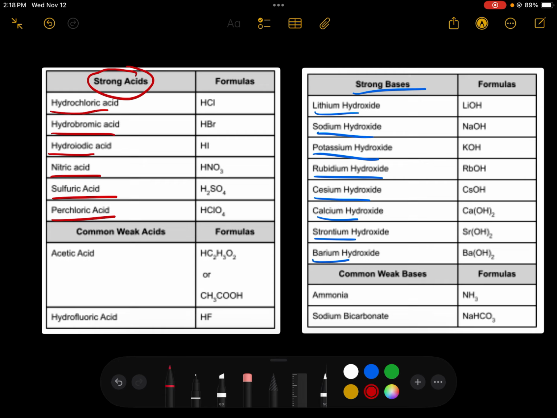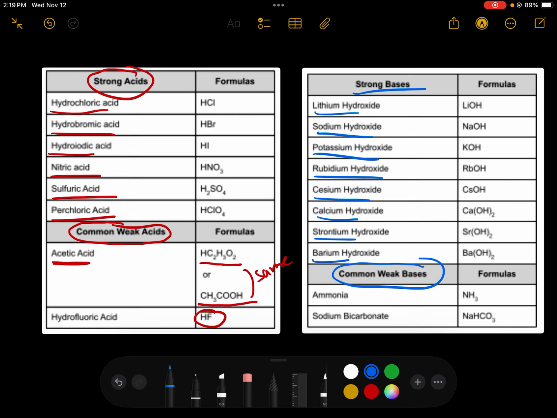Down here on the bottom end of the table are a couple of common weak acids and a couple of common weak bases that I want you to be aware of. Acetic acid or vinegar is a very common weak acid that the AP test will use a lot, and you can see that formula a couple of different ways. You could see it either written as HC2H3O2 or CH3COOH. Those are the same formula written differently. And then another common weak acid is hydrofluoric acid or HF.